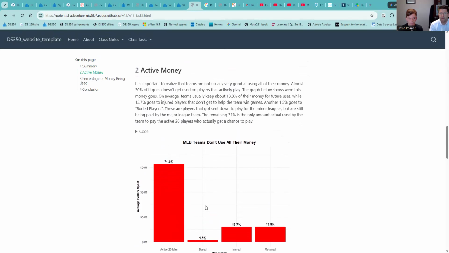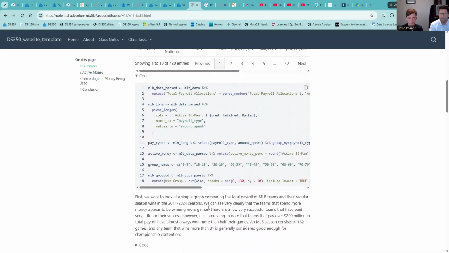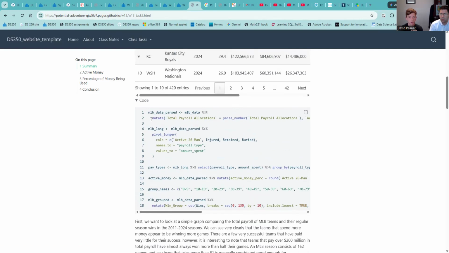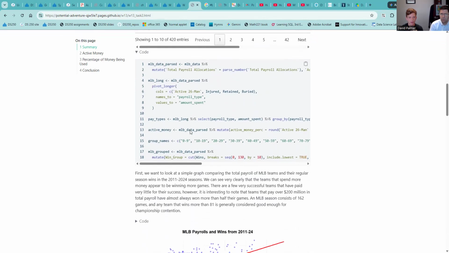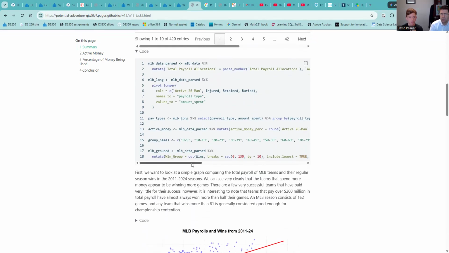But essentially, in order to format the data the way I needed, I had to do a pivot longer, showing where this money was being spent and helping me understand a little better for each type of pay where that money was going. And all of the columns were in strings, so I had to turn them into numbers and then format it a little bit differently for each graph I wanted to create.